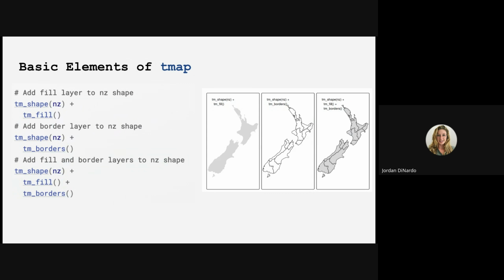If we use tm_borders, we only see the outline. Everything else is empty, although it appears white, just like our background. And if we do tm_fill and tm_borders, we now have the outline of each of these areas within New Zealand, and each of them are filled gray in this case. Okay.